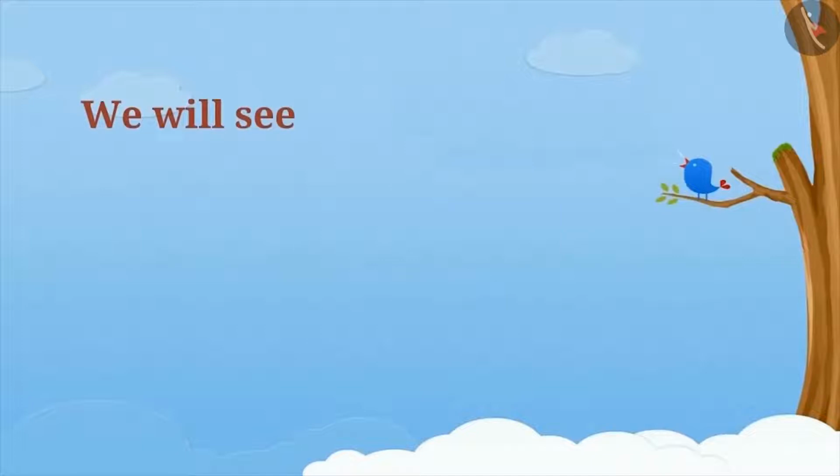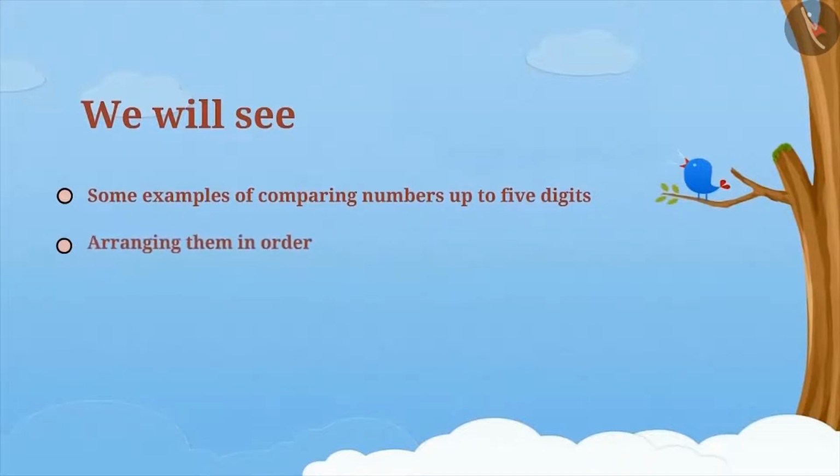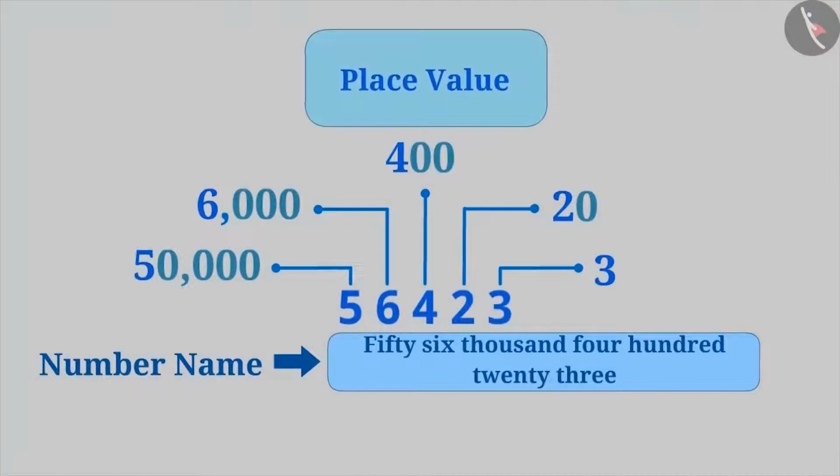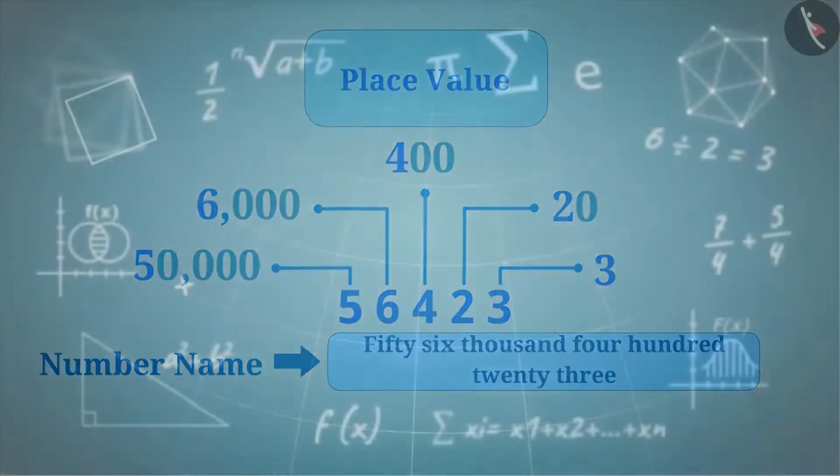With the help of this video, we will see some examples of comparing numbers up to 5 digits, arranging them in order, and forming numbers. So far, we have learned about numbers up to 5 digits. Now let's find solutions to some examples related to them.